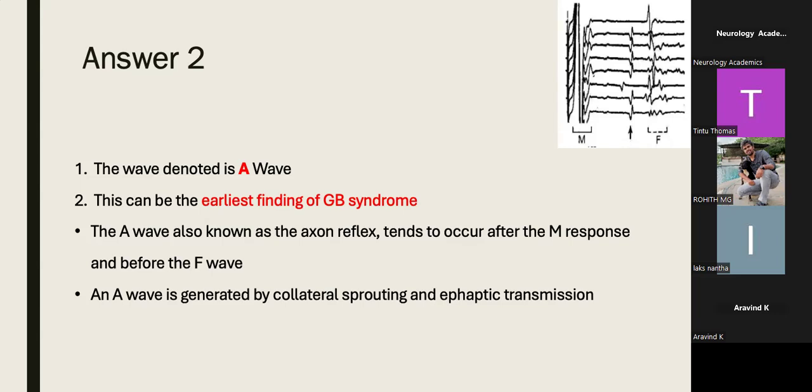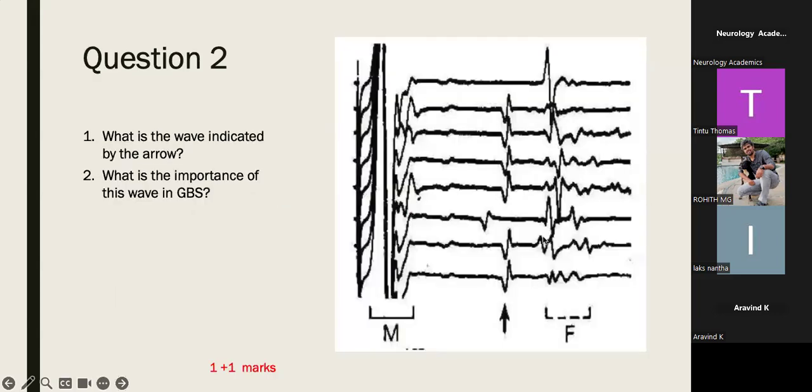How is it different from the F wave? Go back and show. So this is the A wave, this is the F wave. F wave is variable. A wave is more or less non-variable, and it has a reduced amplitude when compared to the M wave. And it occurs at the same latency, unlike the F wave. So both F and A will have reduced amplitude compared to the M wave. The A will be constant.